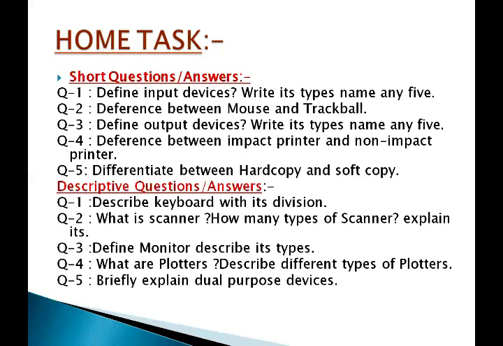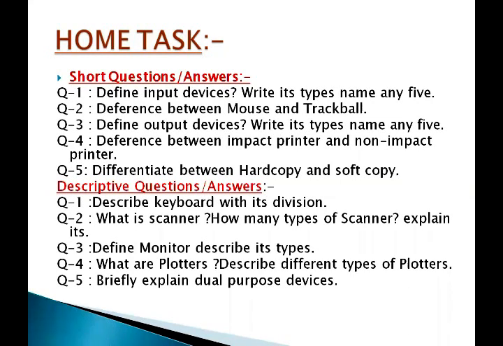Okay. Now we have shared the home task, short question answers. Question number one is define input devices, write its types, name any five. Question number two, differentiate between mouse and trackball. Question number three, define output devices, write its types, name any five. Question number four, differentiate between impact printer and non-impact printer. Question number five, differentiate between hard copy and soft copy.